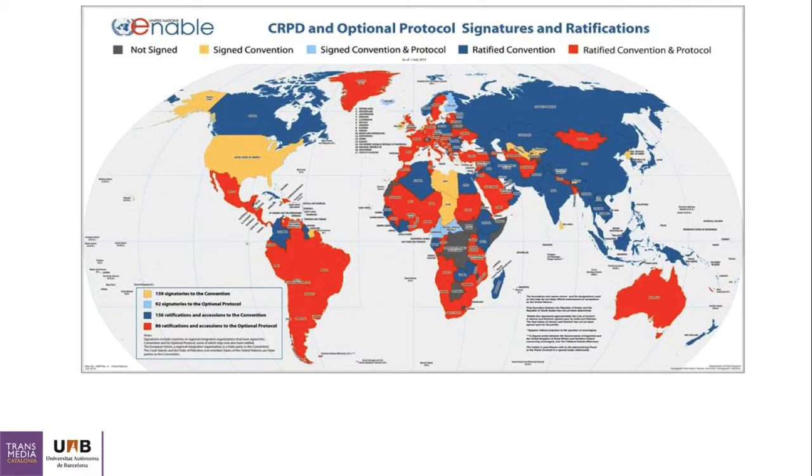158 countries have ratified the convention. This is over 90% of the countries in the world. 160 countries have signed the convention, which means that they are willing to be bound by its commitments.